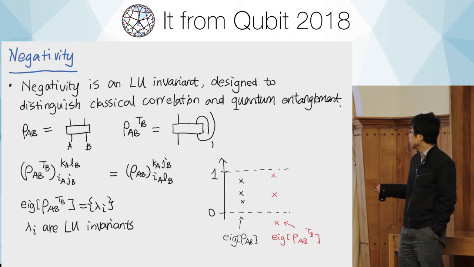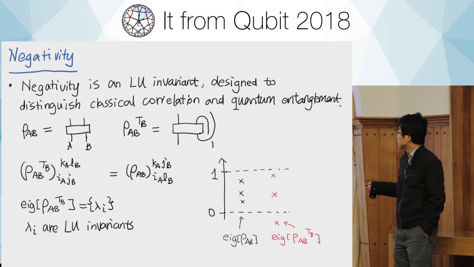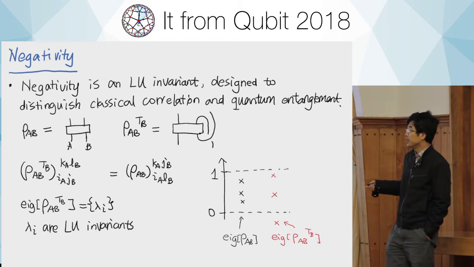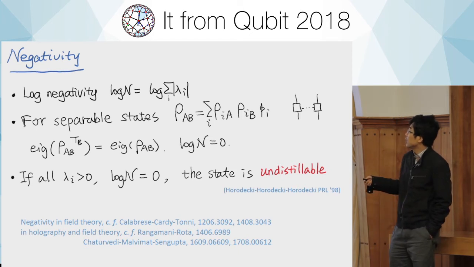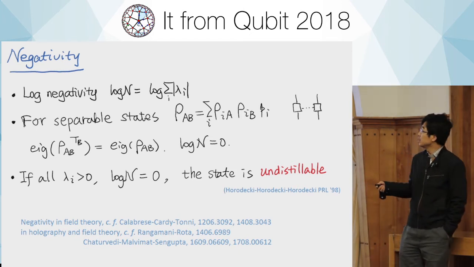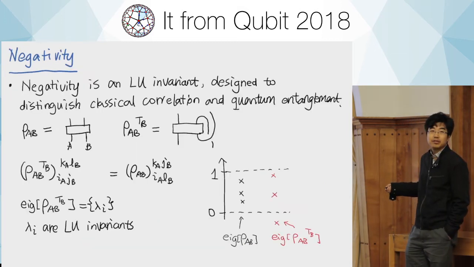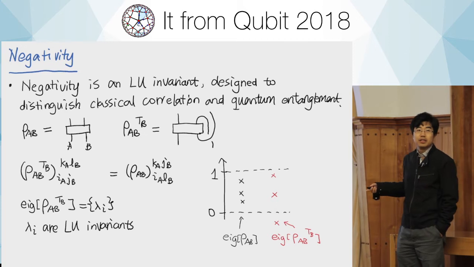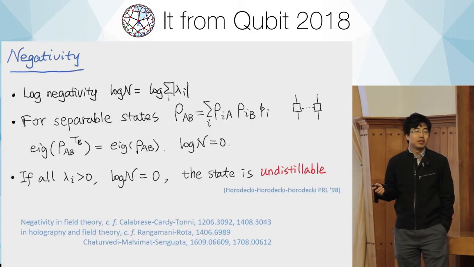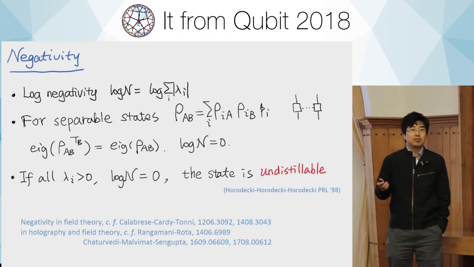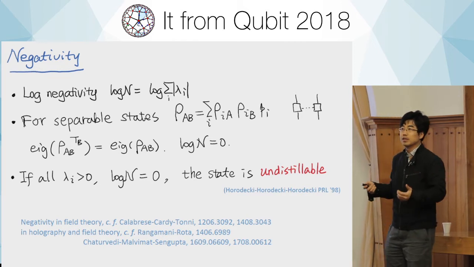When an eigenvalue becomes negative, there is some qualitative difference between these states. More precisely, one reason negativity is interesting is that if all these lambdas are positive, if the eigenvalues do not become negative, then the state is not distillable. It means you cannot distill EPR pairs from it. It means the state is mainly just classical correlation between the two parties, and there is not much quantum entanglement.